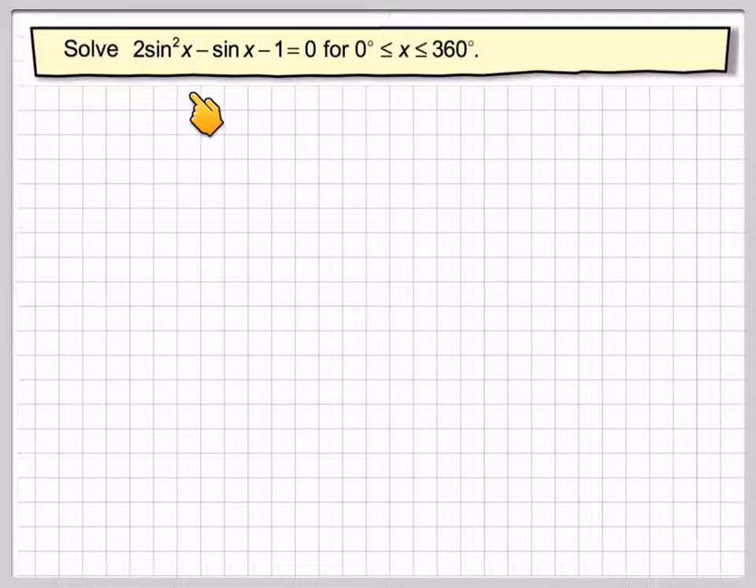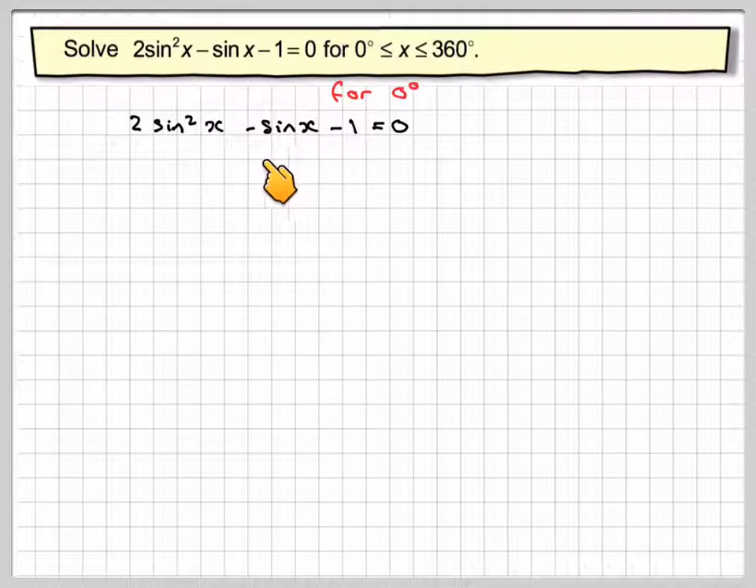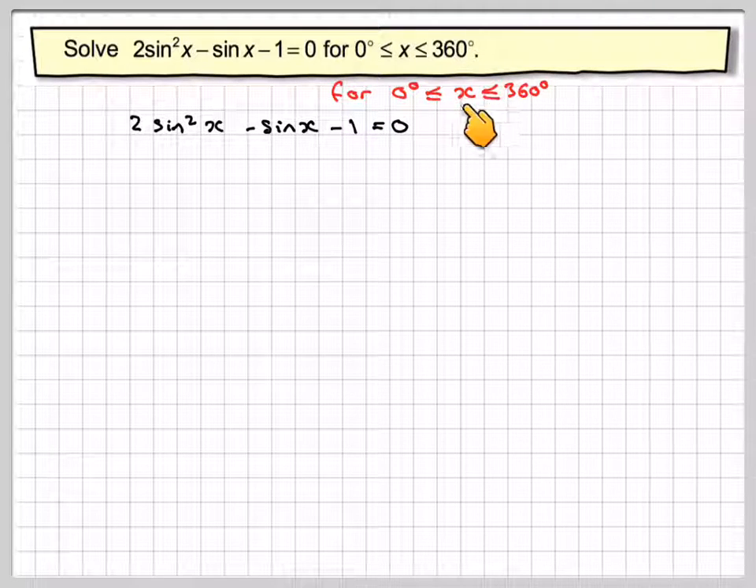Solve 2 sine squared x minus sine x minus 1 is equal to 0 for x being between 0 and 360. So this is a quadratic in sine x. Good idea to write this bit down because it just reminds us what we need to solve it for. So you think of this as x squared minus x minus 1.